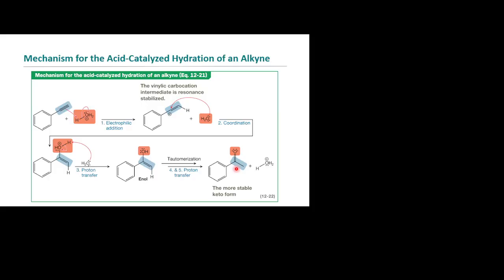Okay. And so this is going to give you the carbonyl. In this case, it's going to be the keto form that's the more stable, because that would be the Markovnikov addition form, right? If we were the aldehyde, that would have been the anti-Markovnikov. Okay.